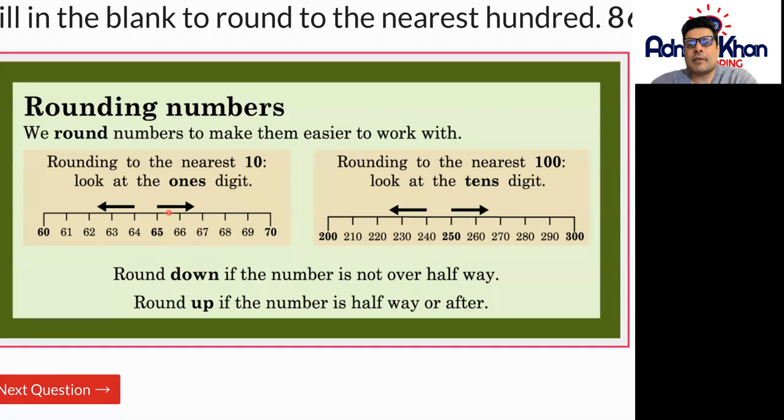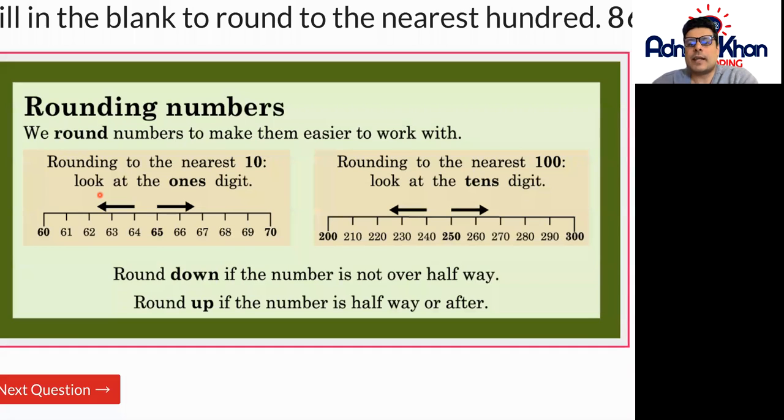So 65, 66, 67, 68, 69 will all round up to the nearest 70 because we're rounding to the nearest tens. Any number that's 64 or 63 or 62 or 61 to the nearest 10 will always round down to 60. The same thing applies if you're rounding to the nearest 100.